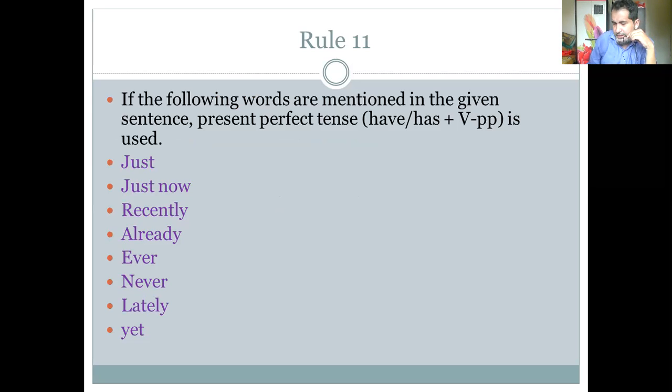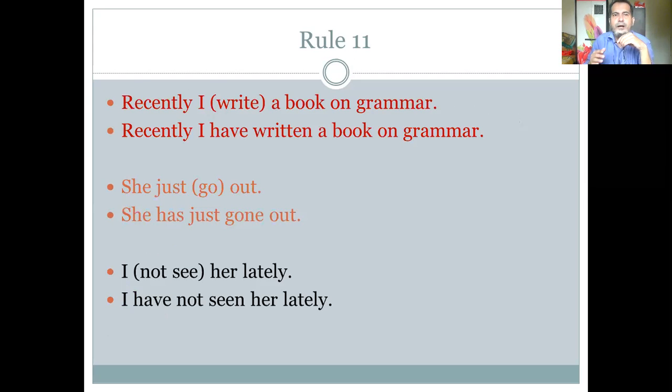So now again, new rule number 11. If the following words are mentioned in the given sentence, the present perfect tense is used. In our earlier rule, we have seen how present indefinite is used for some certain words. And now we will see how present perfect is used for some words. If you see these words: just now, recently, already, ever, never, lately, yet. So if this type of words come to you in given sentences, then you can use the present perfect without any confusion.